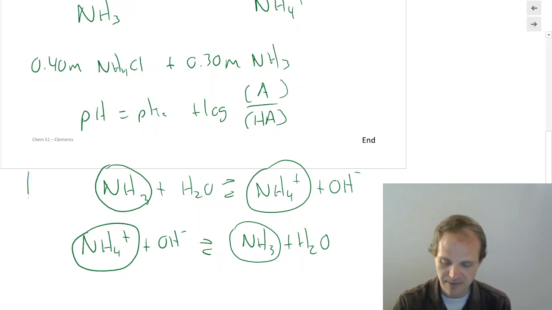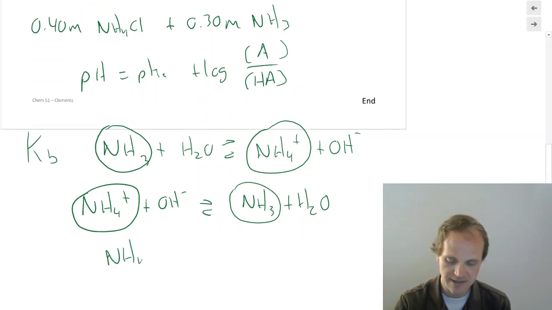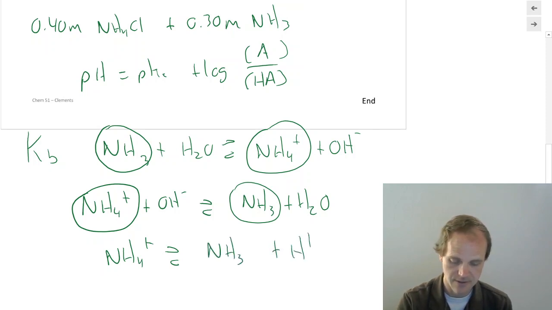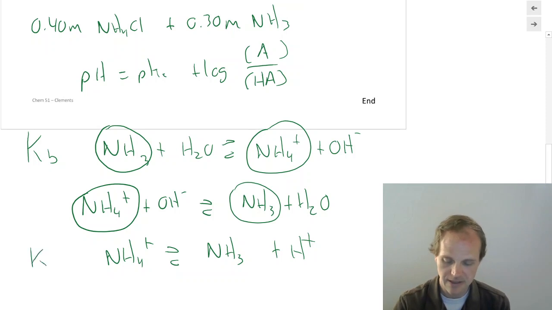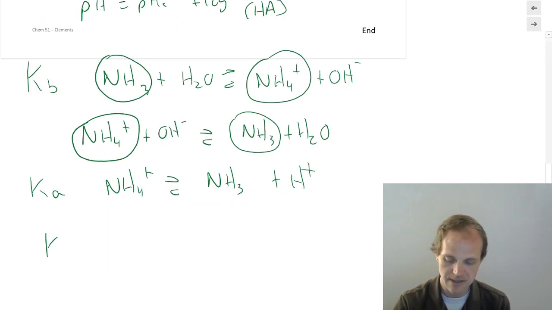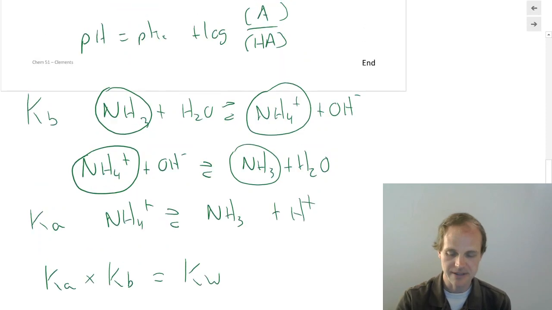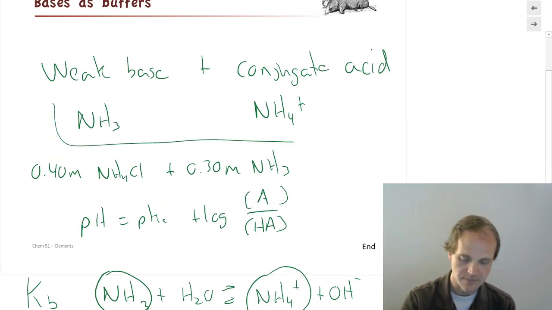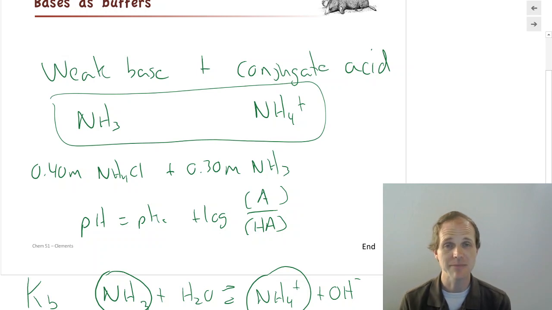So this one, you'd be looking up a Kb value, but this one, if I rewrite it slightly, what do I have? Here I've got a Ka. And if you remember, Kb and Ka are related, that Ka times Kb is equal to Kw. Because when you try to look up something for this one, you're only going to find a Kb. You're only going to find a Kb for the ammonia turning into ammonium. You're never going to find in a table the Ka of ammonium. Just never going to find it.